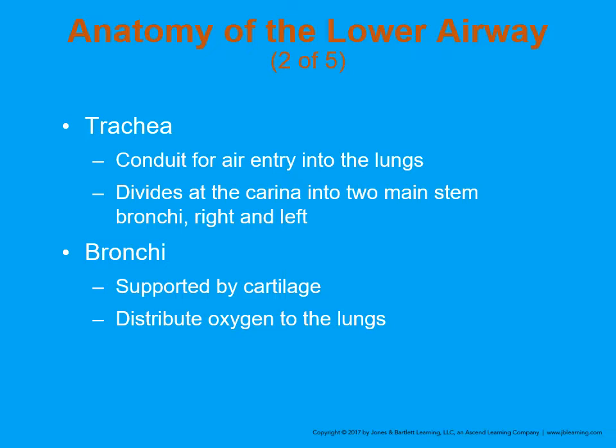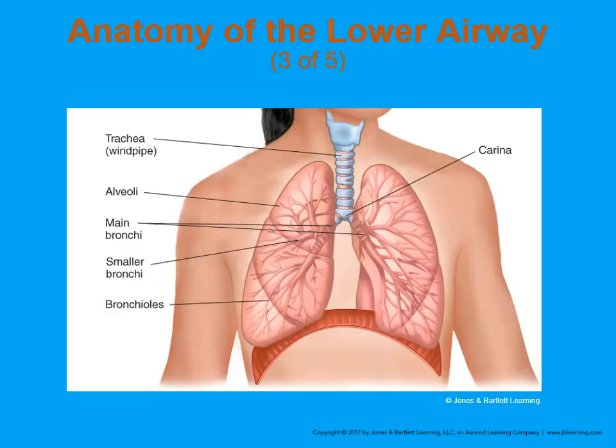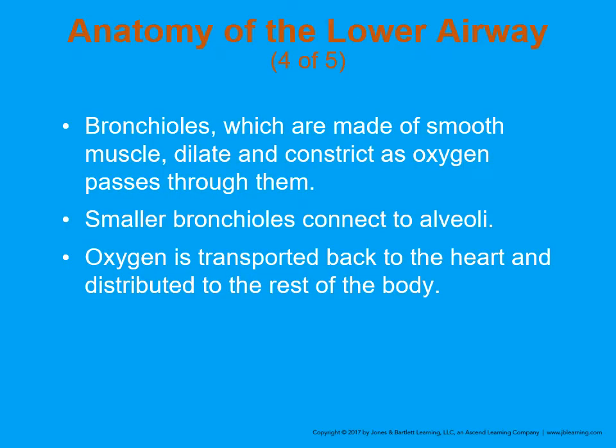In the thoracic cavity, the trachea divides at the carina into two main stem bronchi, left and right. The bronchi are supported by cartilage, and they distribute oxygen to the two lungs. There's your diagram. On entering the lungs, each bronchus divides into even smaller bronchi, which divide into bronchioles. Bronchioles are made of smooth muscle. They dilate and constrict as oxygen passes through them. The smaller bronchioles connect to alveoli, the site of oxygen and carbon dioxide exchange.